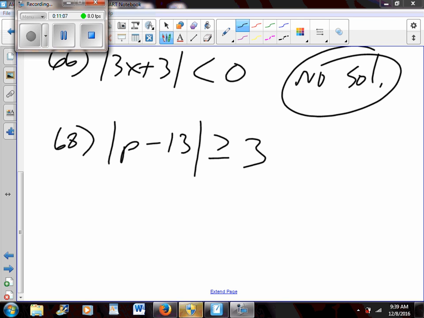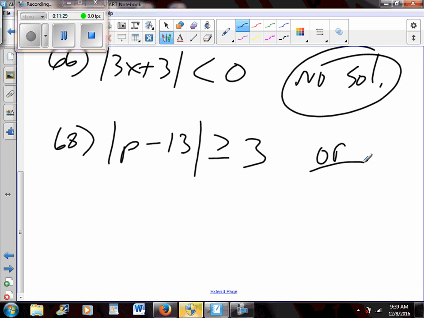It's an or. How do you know it's an or? Not because of the equal sign. Why? Because of the symbol, right? If it's a greater than symbol, it behaves like an or. If it's less than, it's going to behave like an and. That's the difference. So this one is an or, and I'm going to work this two ways.